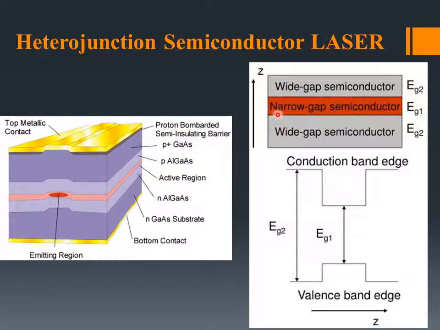Therefore, on either side of the active region, which is p-type gallium arsenide, a narrow band gap semiconductor, we have gallium aluminum arsenide, which is a wide band gap semiconductor. Due to this narrow band gap semiconductor, we have the confinement of the photons taking place within the active region, and they are not allowed to move into the gallium aluminum arsenide, which is present on either side of it.